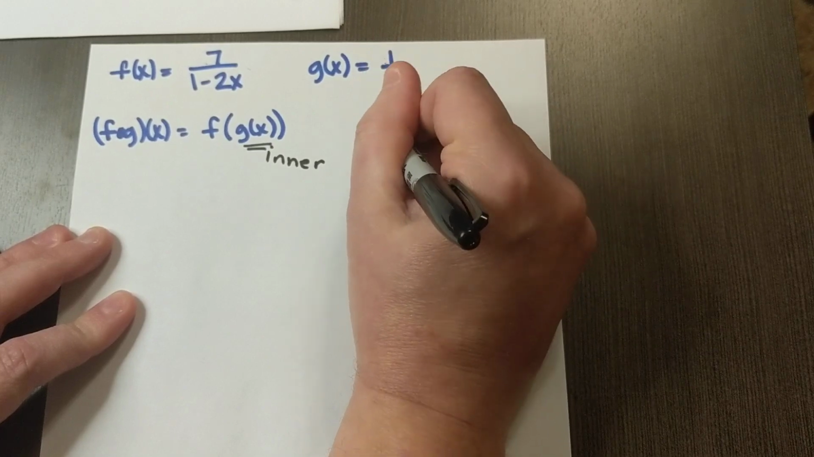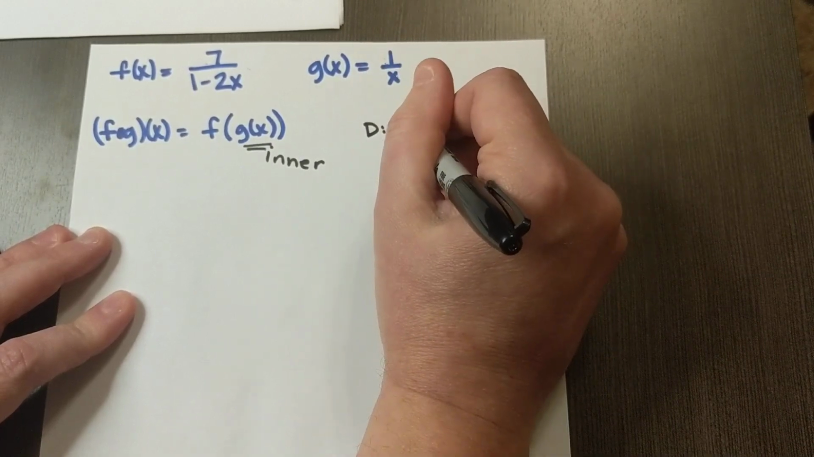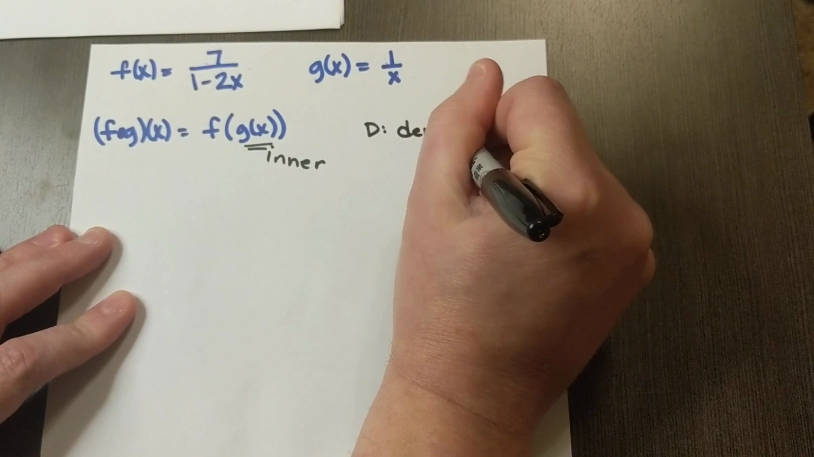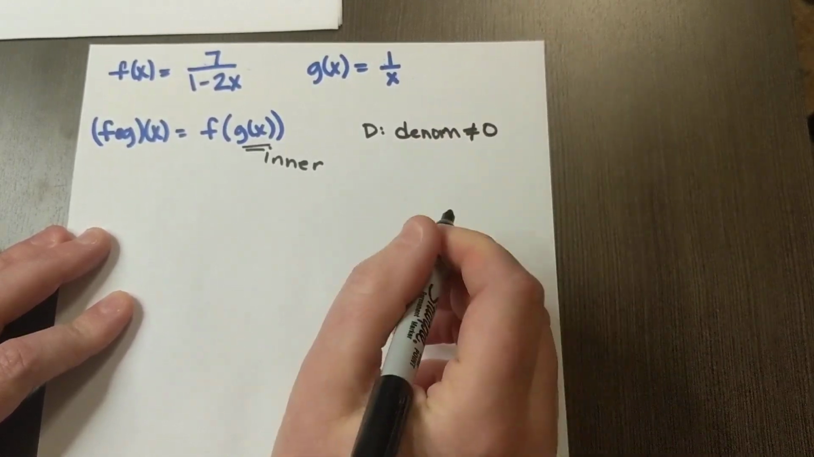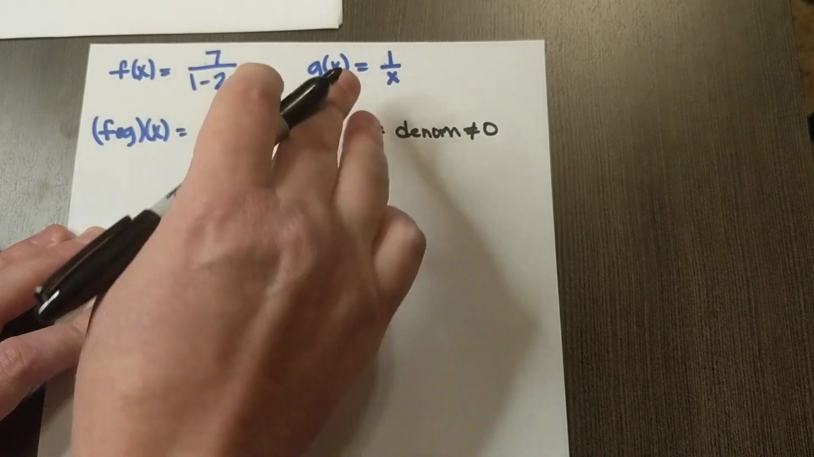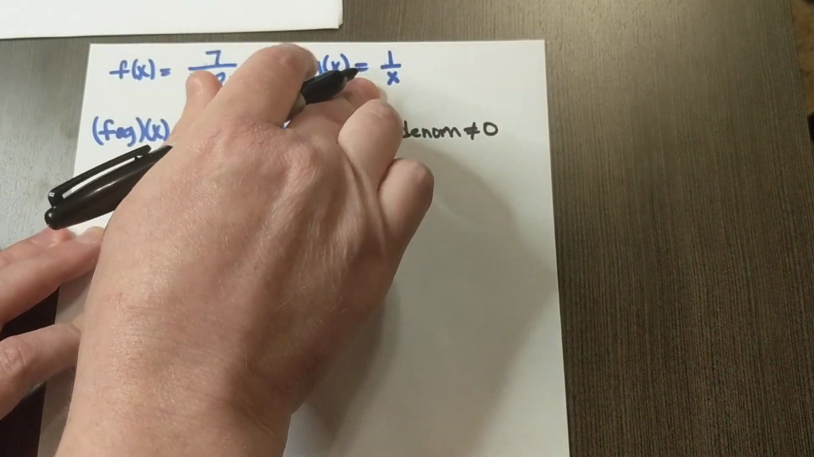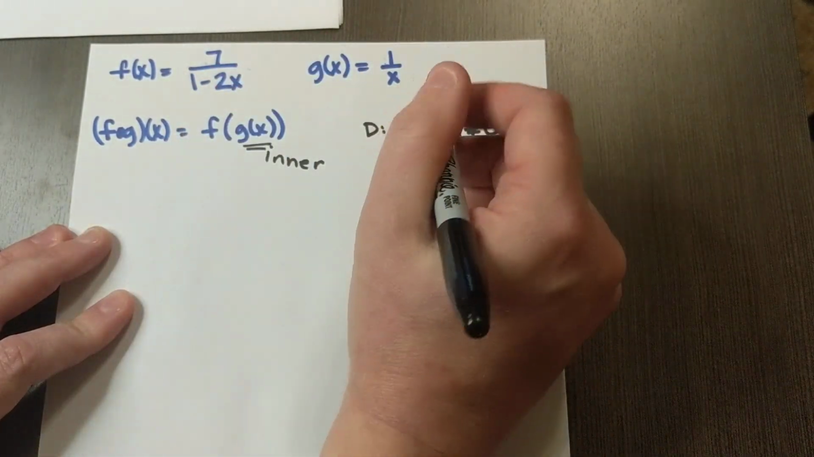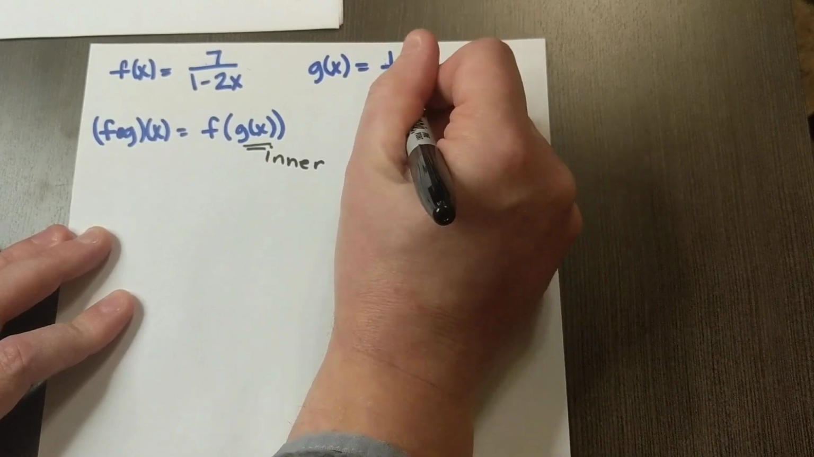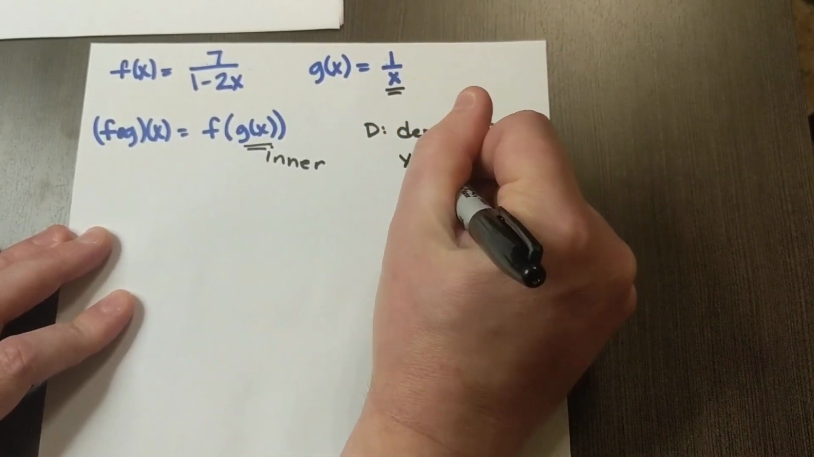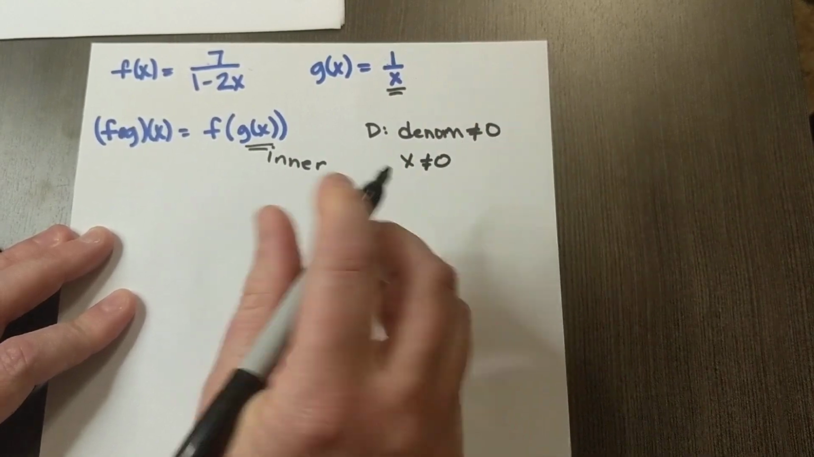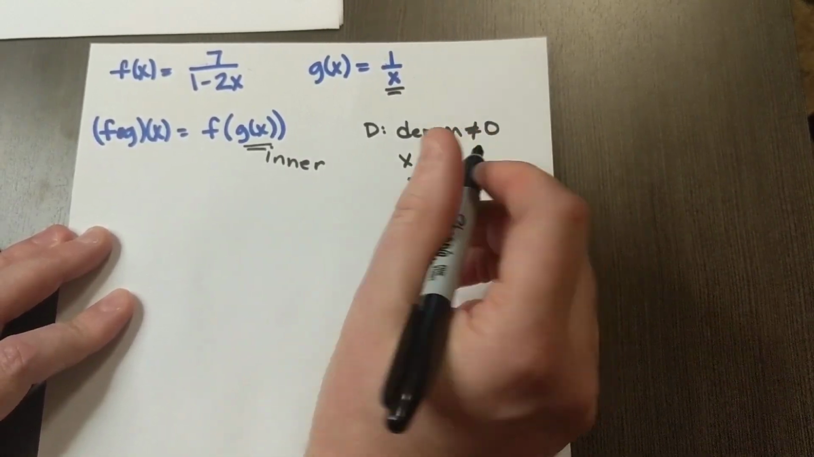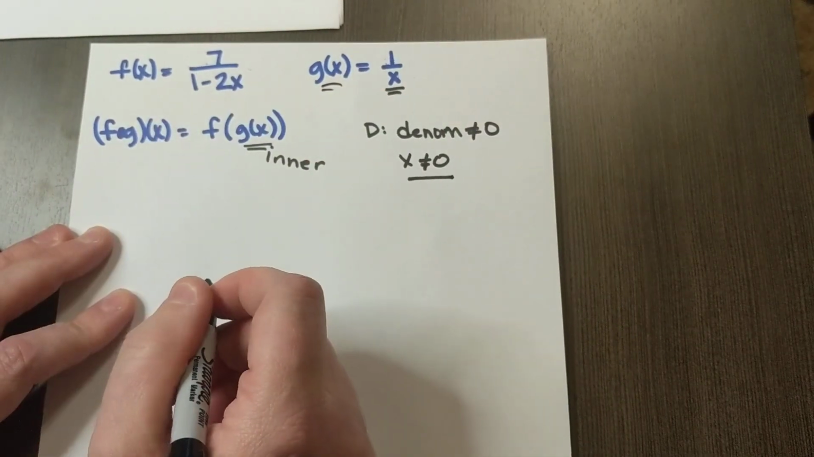So the domain, we take the denominator, and we know that the denominator cannot equal 0, because if it did, we would be dividing by 0 and it would be undefined. So we simply take this denominator x, and we know that it cannot be 0 for the domain. So every other number but 0 will work for g of x.